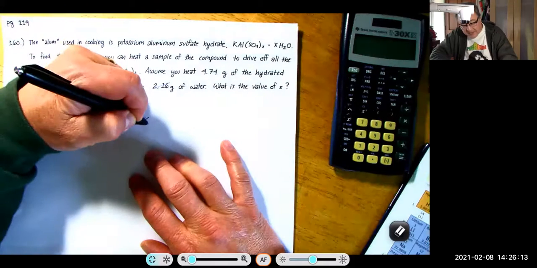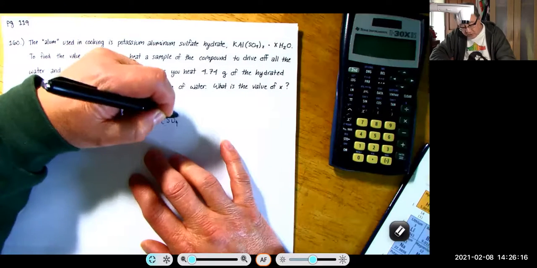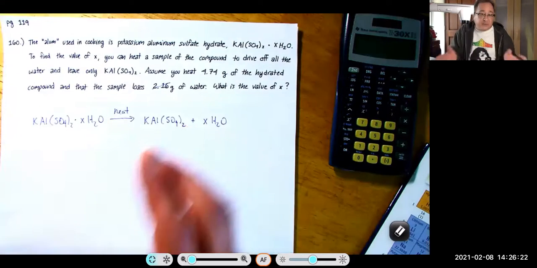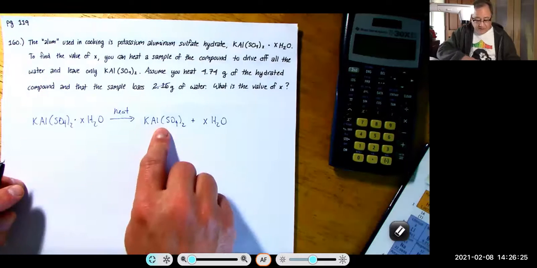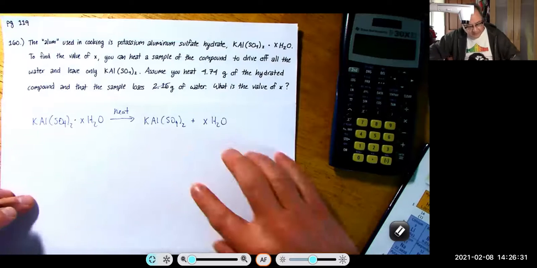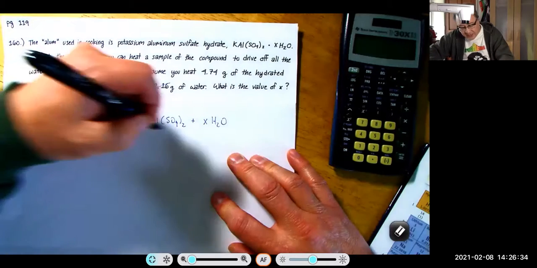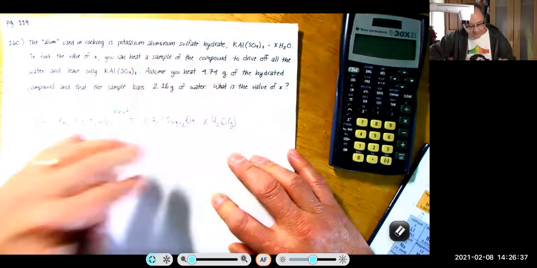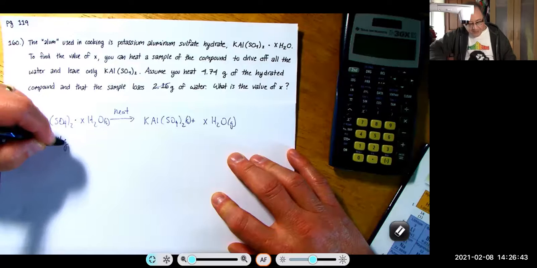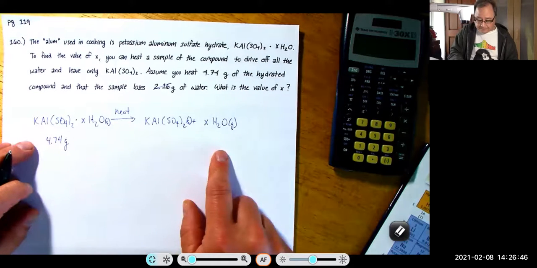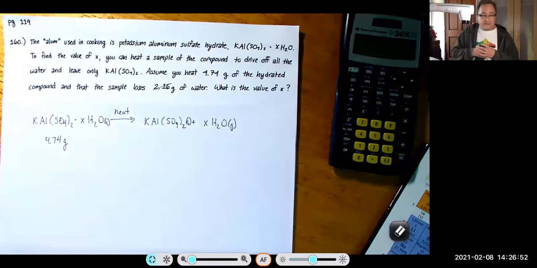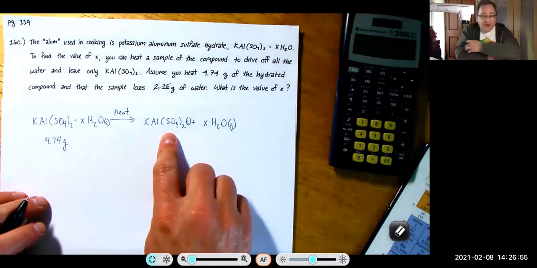So we would get KAl(SO4)2 plus X H2O. That plus sign means we have separated the H2O from the ionic compound. So now we have the ionic compound without H2O. Now, this is a solid, and this is going to be a gas when we heat it. So we have 4.74 grams of this. And normally when you heat something like this up, this escapes as gas and you don't collect it. But since this is a solid, you have that left over.